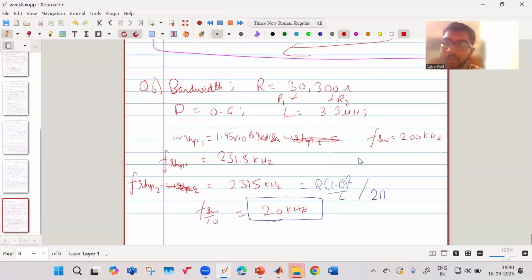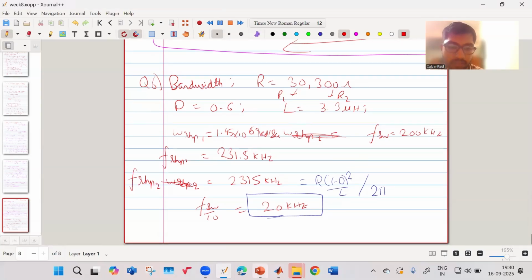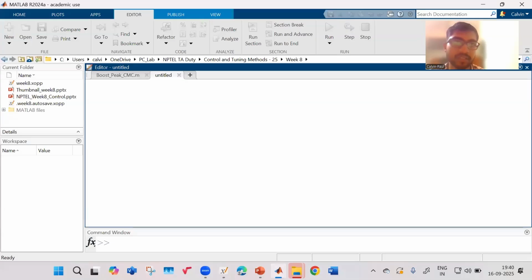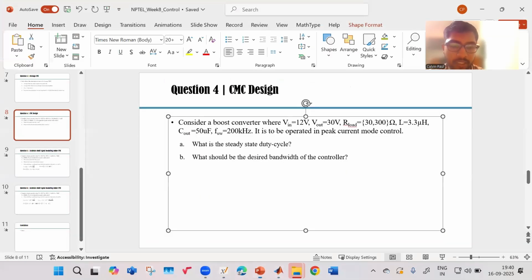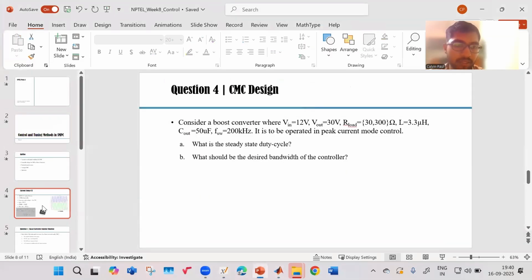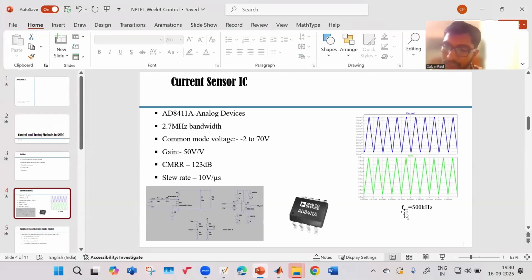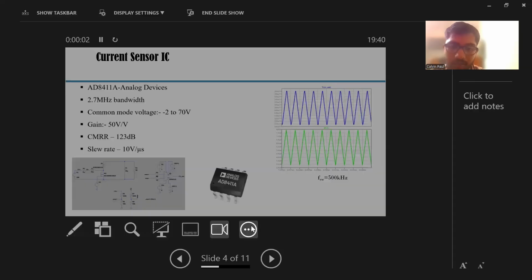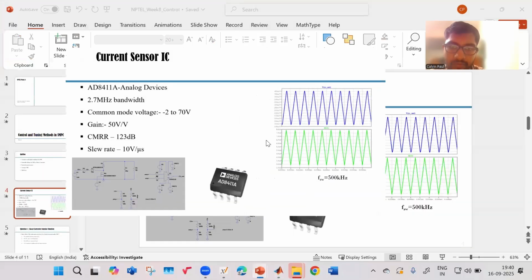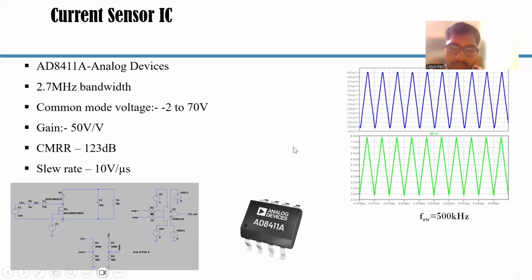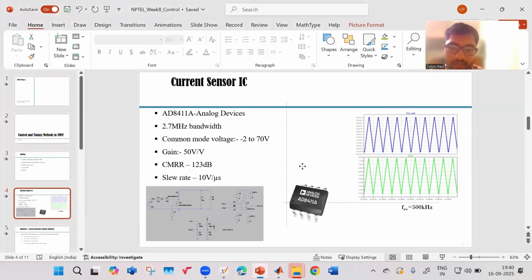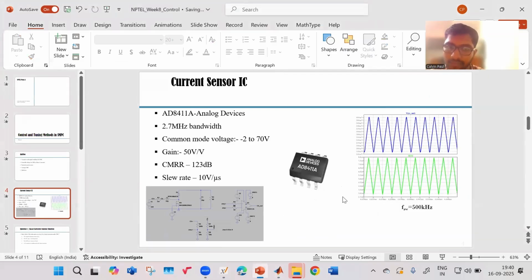Yeah. So I think MATLAB is really very slow here on my laptop. Let me just show something else. So this is one current sensor which I was looking at. You could notice, this current sensor is by Analog Devices. We put it over here. This is the current sensor.